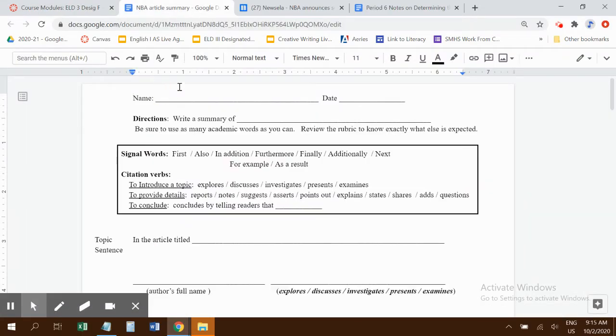Okay, so first thing I need to do, of course, is my name. So I'm going to say Ms. PB. I can spell. Ms. PB, today is October 2nd. We've made it to October. Write a summary of blank.